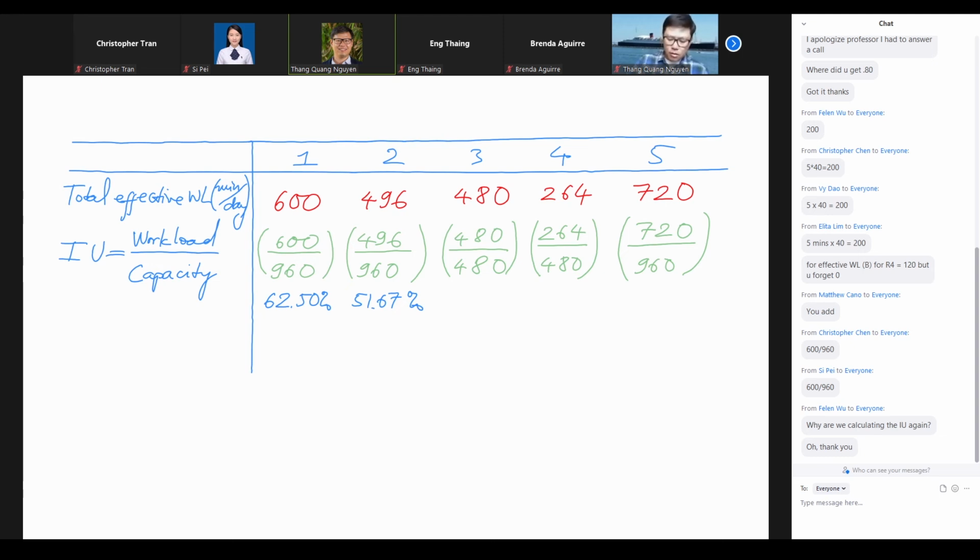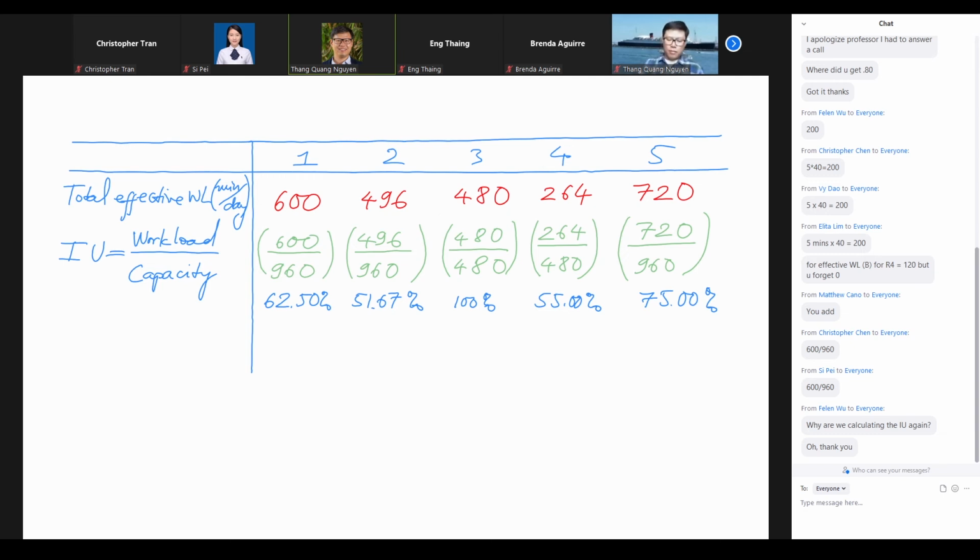The third one is 100%. The fourth one is 55%. The last one is 75%, right?